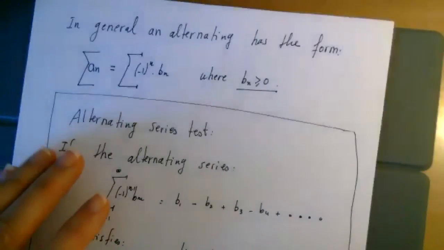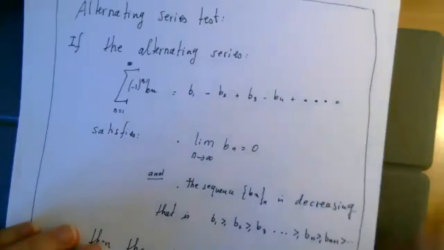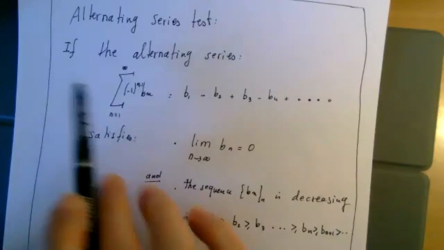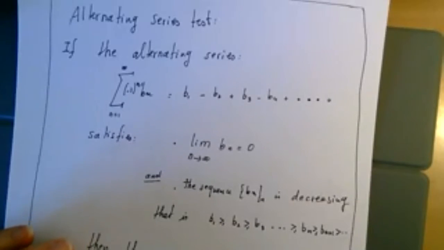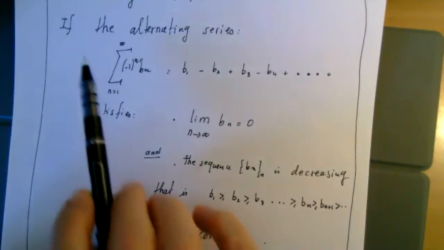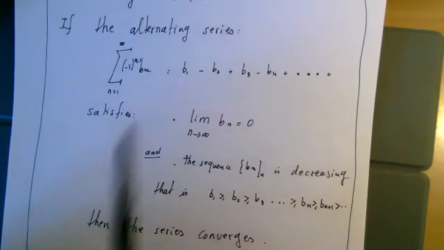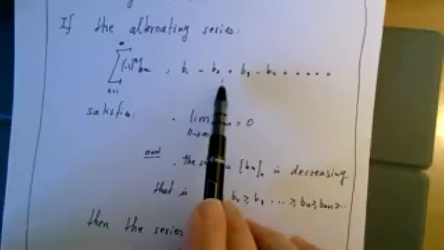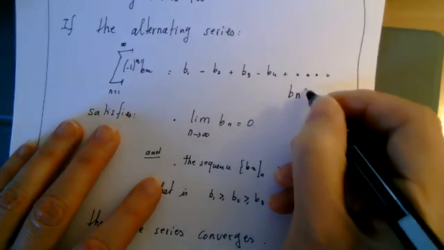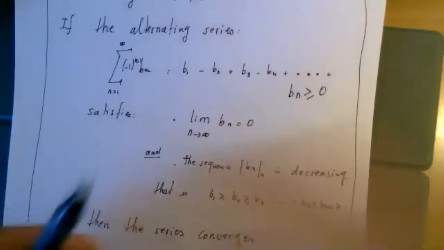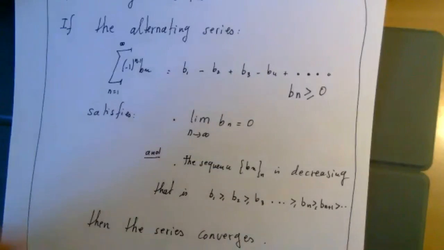Now, there is an easy test. If you have a series that is alternating, it has to alternate, there is an easy test that tells us whether it converges or not. I will state it and we give an example. So suppose I have an alternating series, sigma (-1)^(n-1) bn: b1 minus b2 plus b3, where the bn's are positive. I emphasize that. The bn, as I said over and over, are actually the absolute value of the an.